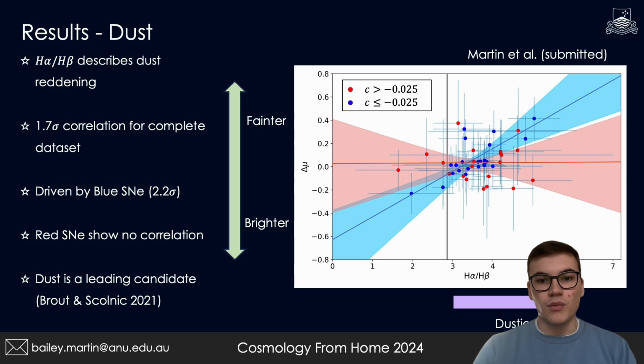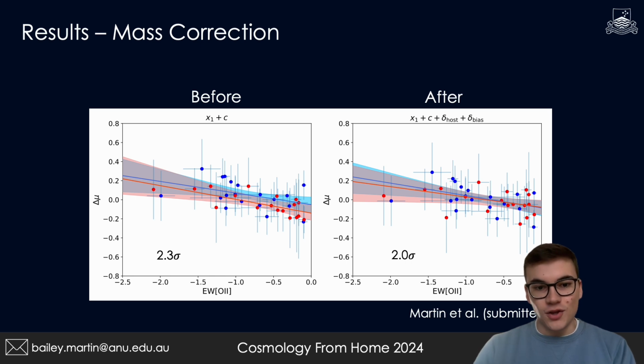There was a recent paper by one of my supervisors, Dylan Brout, and his colleague Dan Skolnick, in which they proposed a model of the intrinsic scatter in the Hubble diagram using a varying dust attenuation law that depends on host stellar mass. Using this, they were able to capture the observed trends between the Hubble residual and supernova color. We therefore expect that upon applying the host mass and bias corrections according to their model, our observed relationship should disappear. But this is not the case.